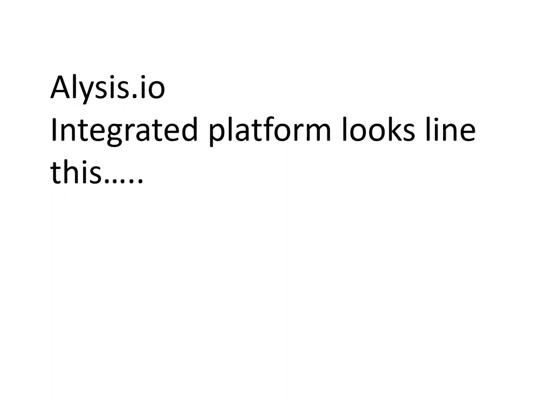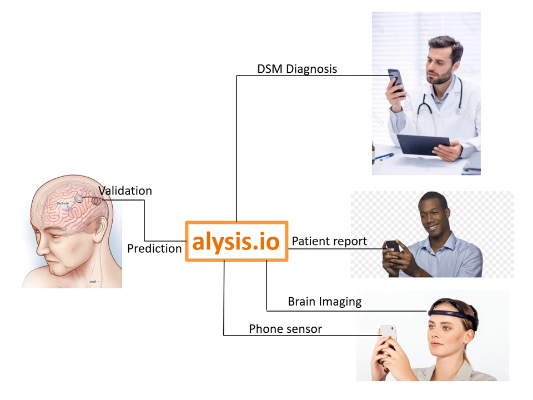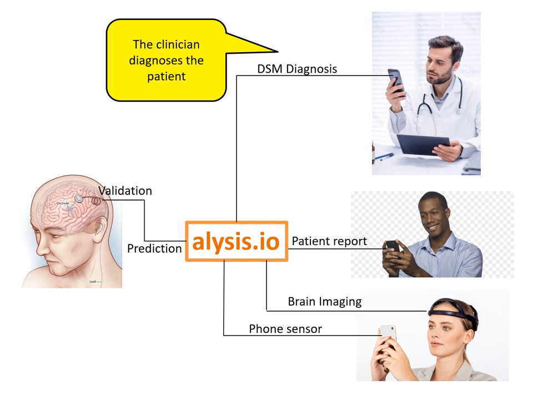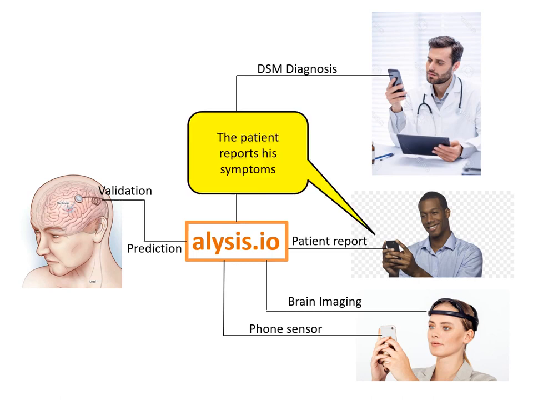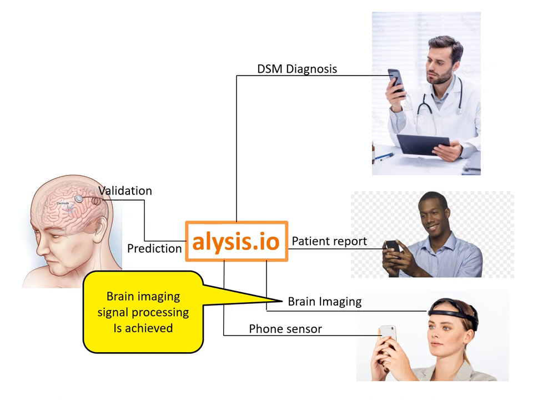Alysis IO integrated to platform looks like this. The clinician diagnoses the patient regularly, DSM-based. The patient reports his symptoms just as he would have reported them to his psychiatrist. Brain imaging can be extracted from sensors put on the scalp, mainly electrophysiological ones, and signal processing can give it the relevant meaning for this type of diagnosis.